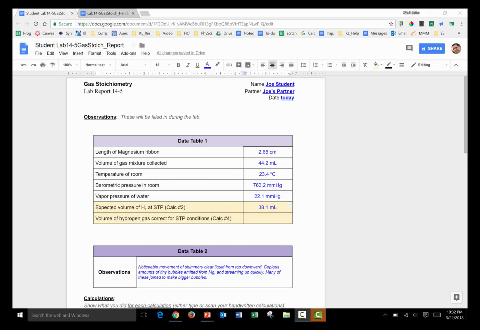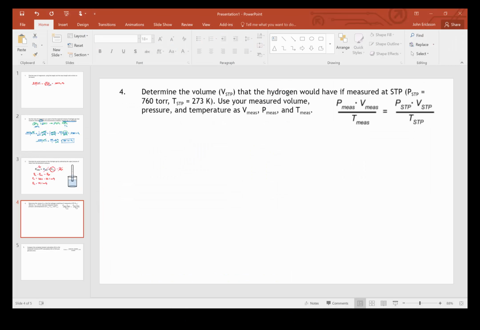Okay, let's move on to calculation number 4 on our gas stoichiometry lab report. Again, I'm using some student data that I collected for my calculations, and you may want to do these calculations along with me, but make sure that you're putting your own numbers in your lab calculations.